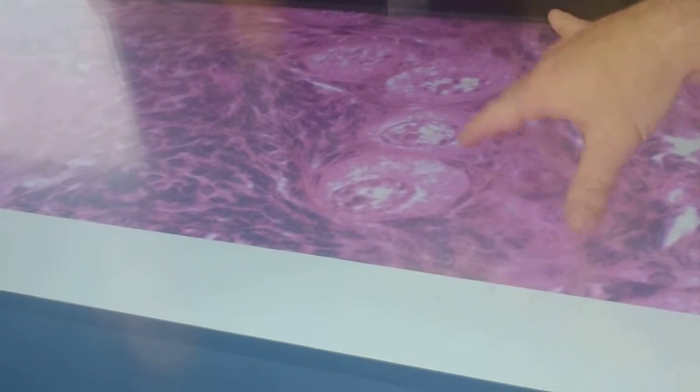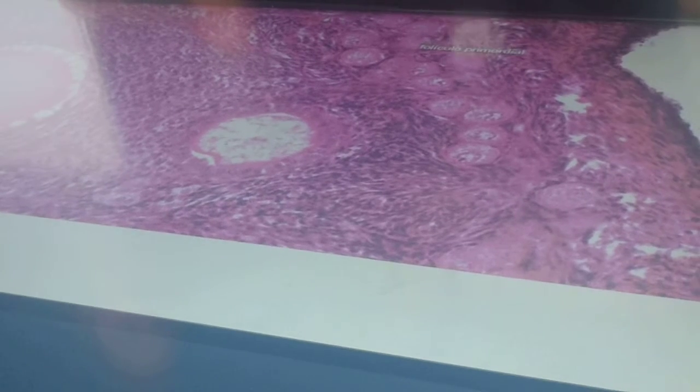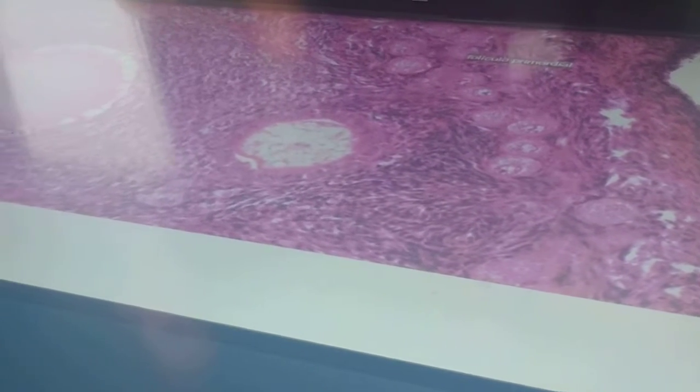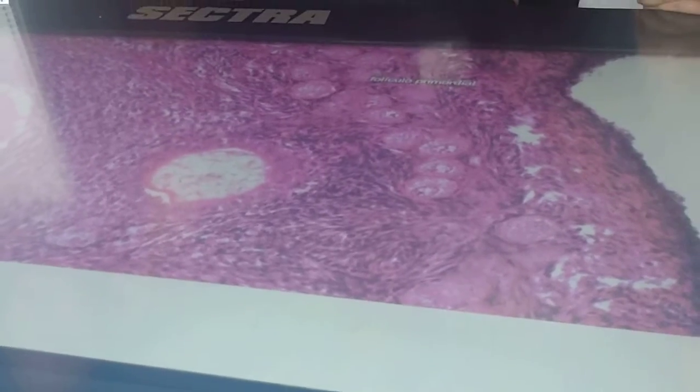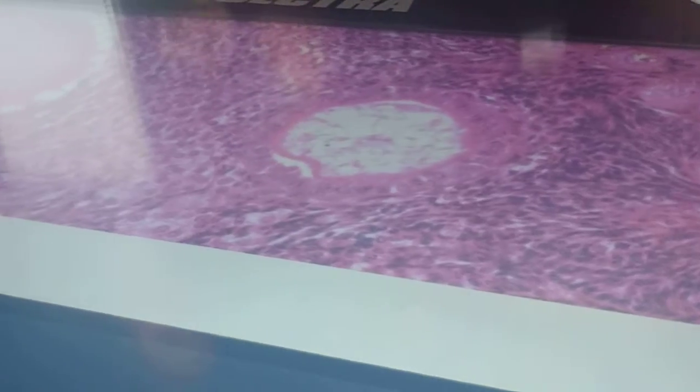But these are the primordial follicles. They're stuck in meiosis 1, right? And then when FSH comes, it's going to stimulate the follicle to begin to grow. So what's going to happen is that primordial follicle is going to be stimulated.